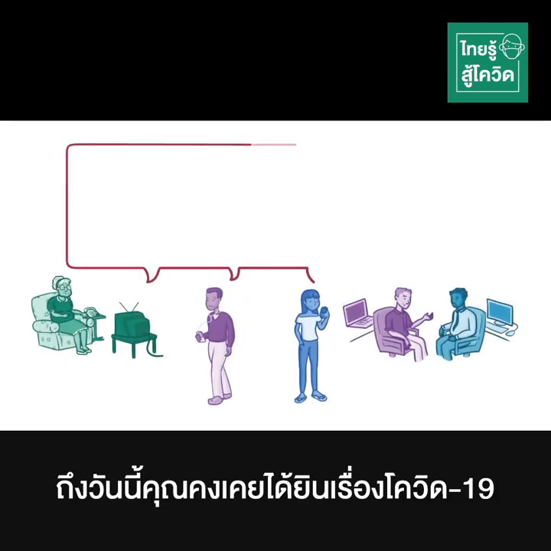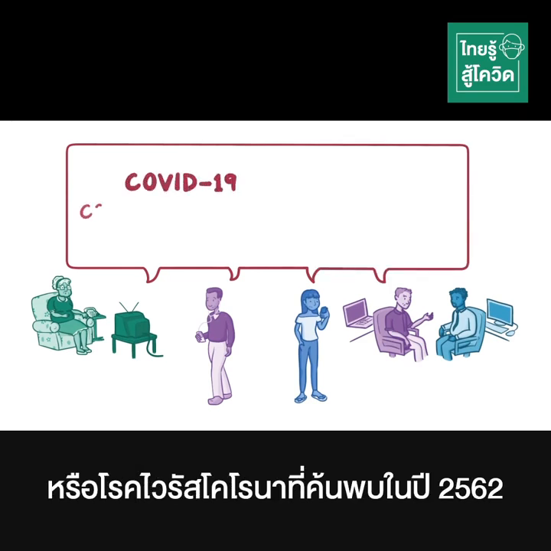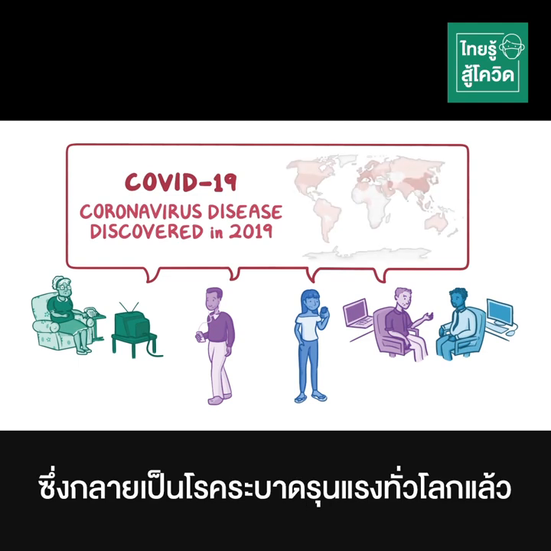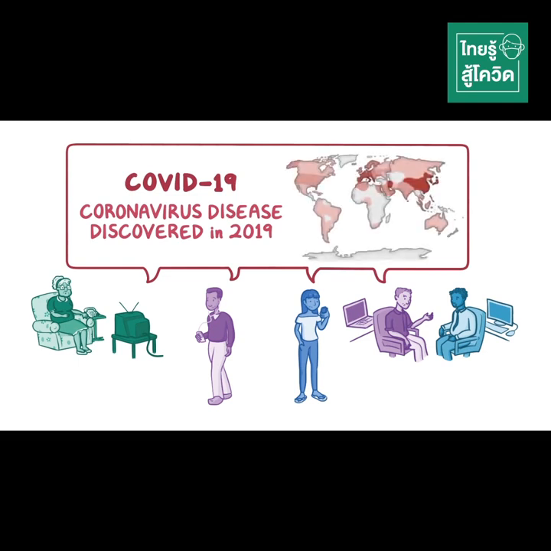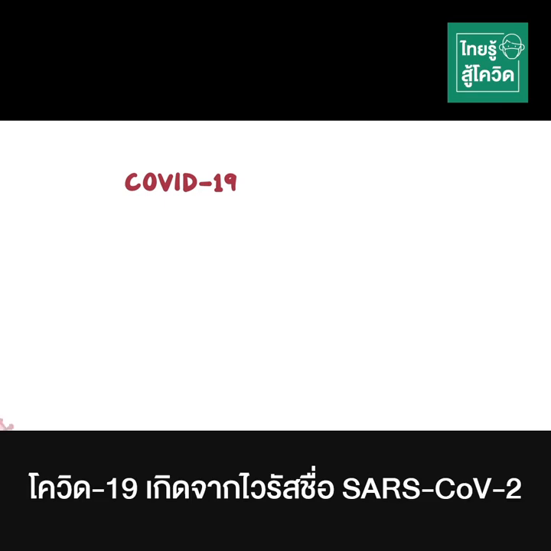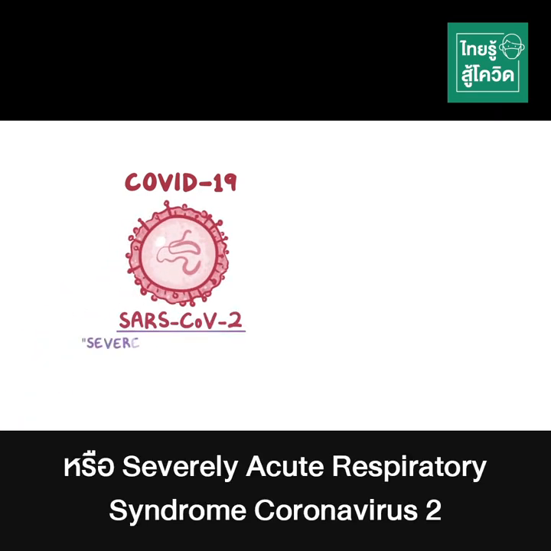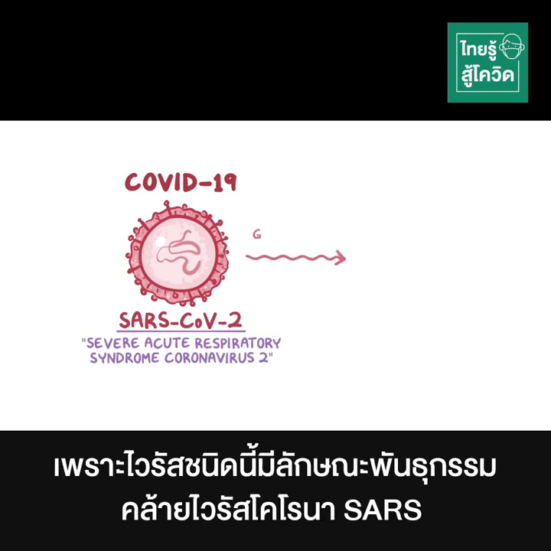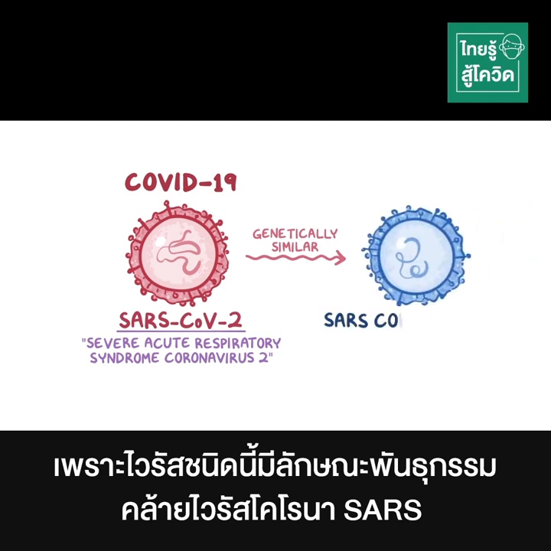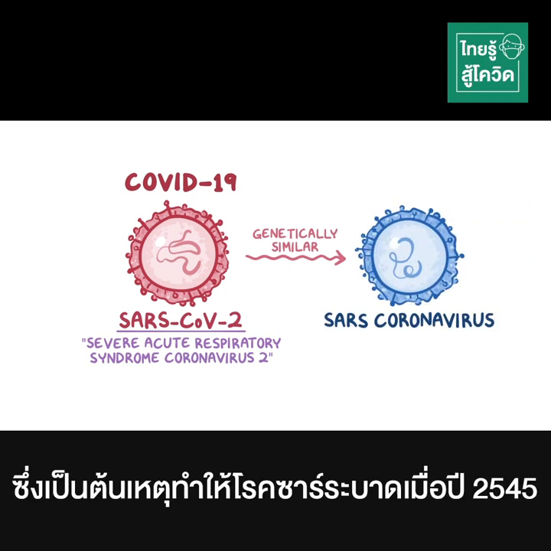By now, you've probably heard of COVID-19, or coronavirus disease discovered in 2019, which is responsible for a global pandemic. COVID-19 is caused by SARS-CoV-2, or severe acute respiratory syndrome coronavirus 2, because it's genetically similar to the SARS coronavirus, which was responsible for the SARS outbreak in 2002.